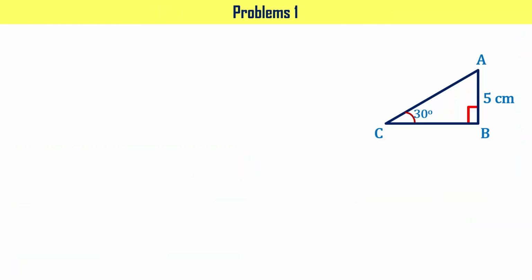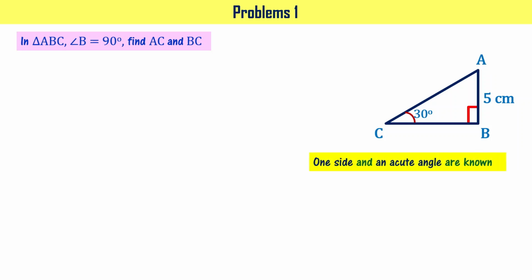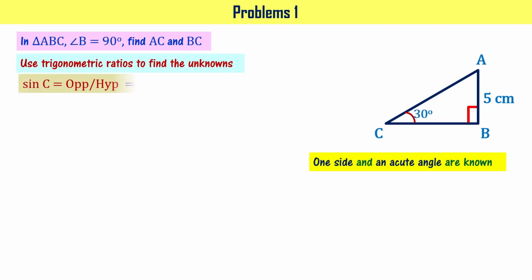Let's take a look at a few problems now. In triangle ABC, angle B is 90 degrees. Then we are asked to find AC and BC, right? As you see in the figure, one side is known, that is AB equal to 5 centimeters. And one of the acute angles is given, that is angle C equal to 30 degrees. We can make use of trigonometric ratios to find the unknowns in this particular case.